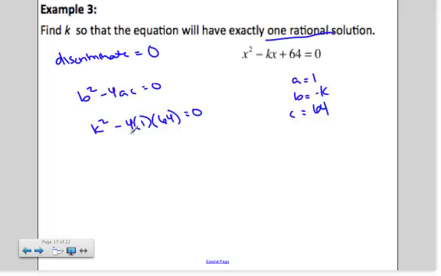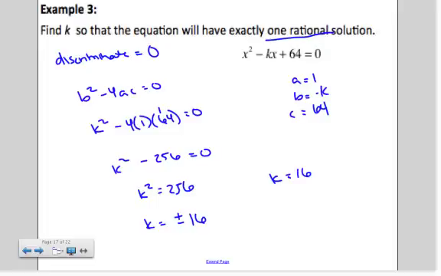Well, 4 times 64, 4 times 4 is 16, carry the 1, 256. So k squared equals 256. So k squared equals 256 is after I add 256 to both sides. Take the square root, k equals plus or minus the square root of 256, which is 16. So k could equal positive 16 or negative 16. I have two different solutions. Okay?